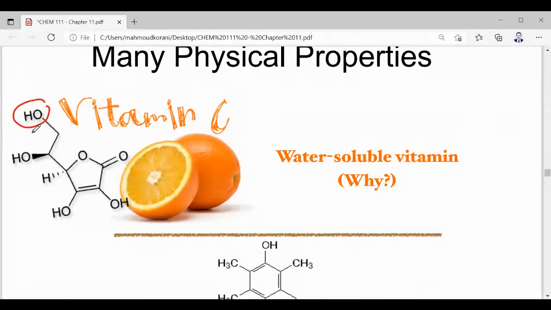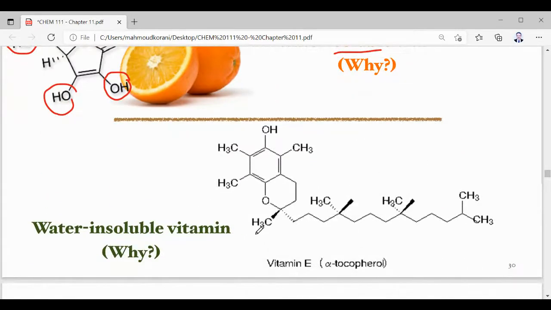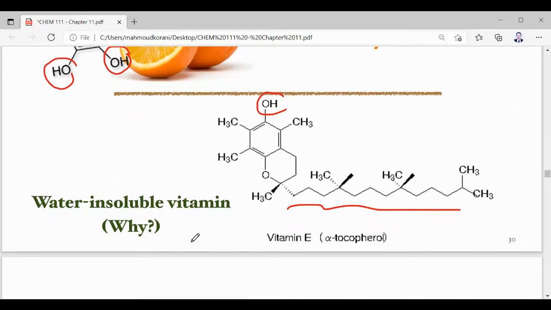If you look here, you find many OH groups which can form many hydrogen bonds. So when you dissolve this compound in water, it forms many hydrogen bonds with water. That's why it's soluble, and at the end of the day, it's a water-soluble vitamin. If you go to vitamin E, it's just a long chain without any OH except this one, and this is not enough to dissolve the higher molecular weight compound in water. It can form just one hydrogen bond, and the molecular weight is very high, as you see. So this OH is not enough to be soluble in water. That's why it's a water-insoluble vitamin.